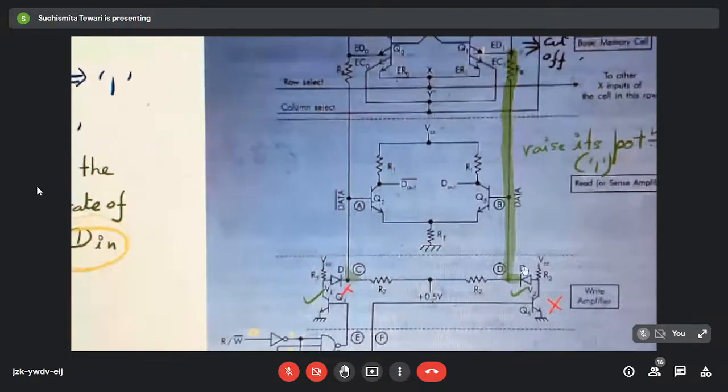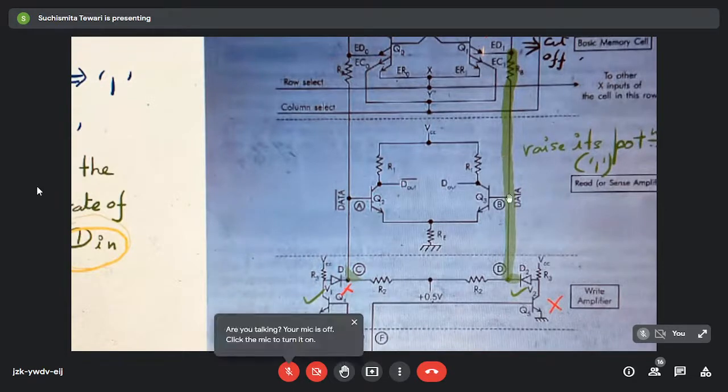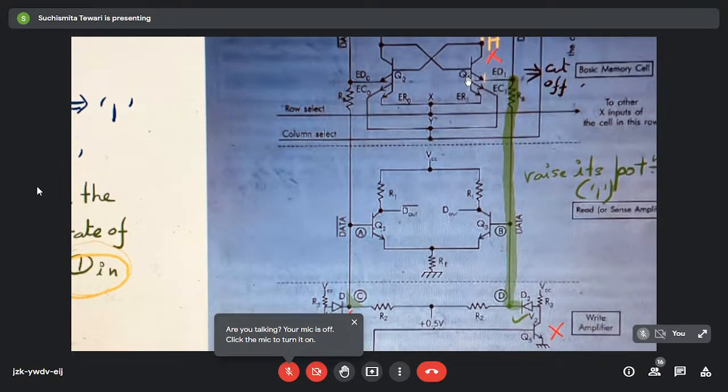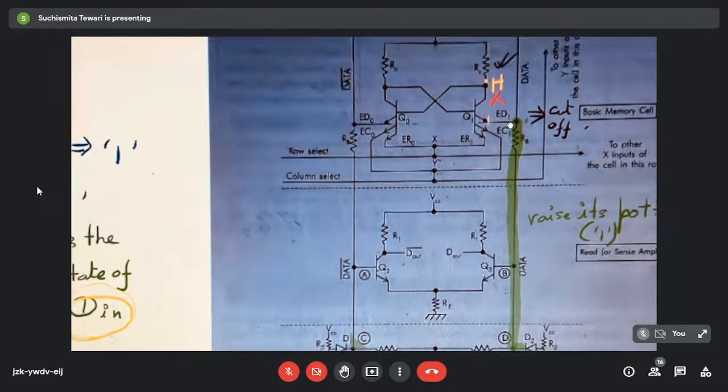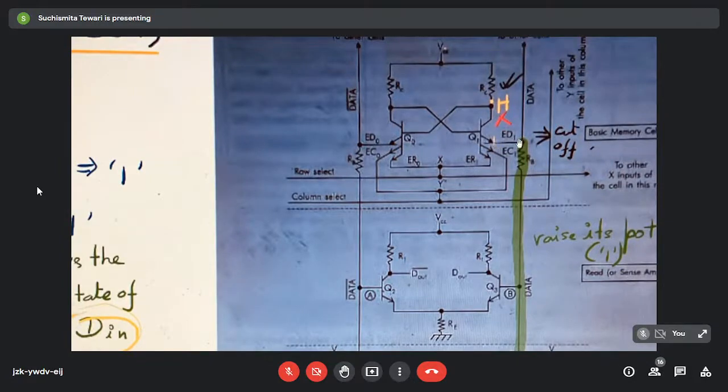This basically raises the potential of this node, and this node you see is connected through the data line with the emitter of this Q1 transistor. So if the potential is raised at this node, obviously that high potential will be applied at this emitter. So now this third emitter is also at logic high. When this third emitter is also at logic high, this Q1 transistor actually goes to cutoff, that it won't get a path from VCC to ground, that is it won't conduct.